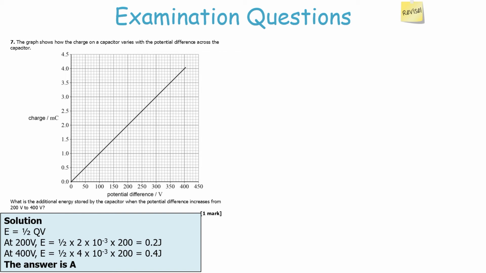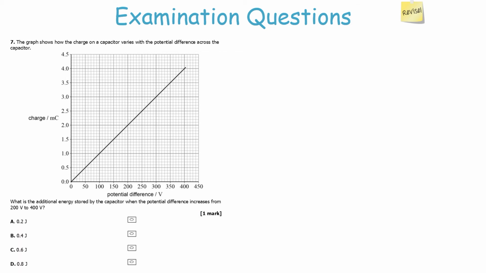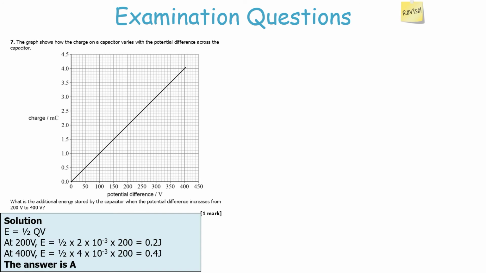You then do the 400 volts. So go on 400 volts on the graph, and you see it's 4 times 10 to the minus 3 coulombs. So therefore, times that by 200 is 0.4 joules. So the answer is A, because the difference between the two is going to be 0.2 joules.